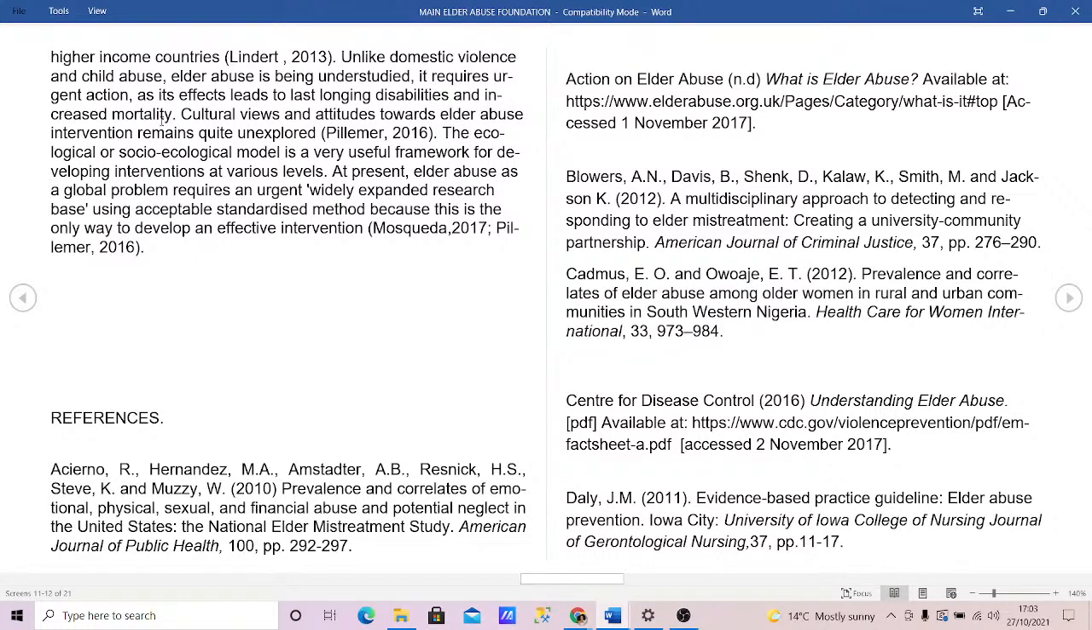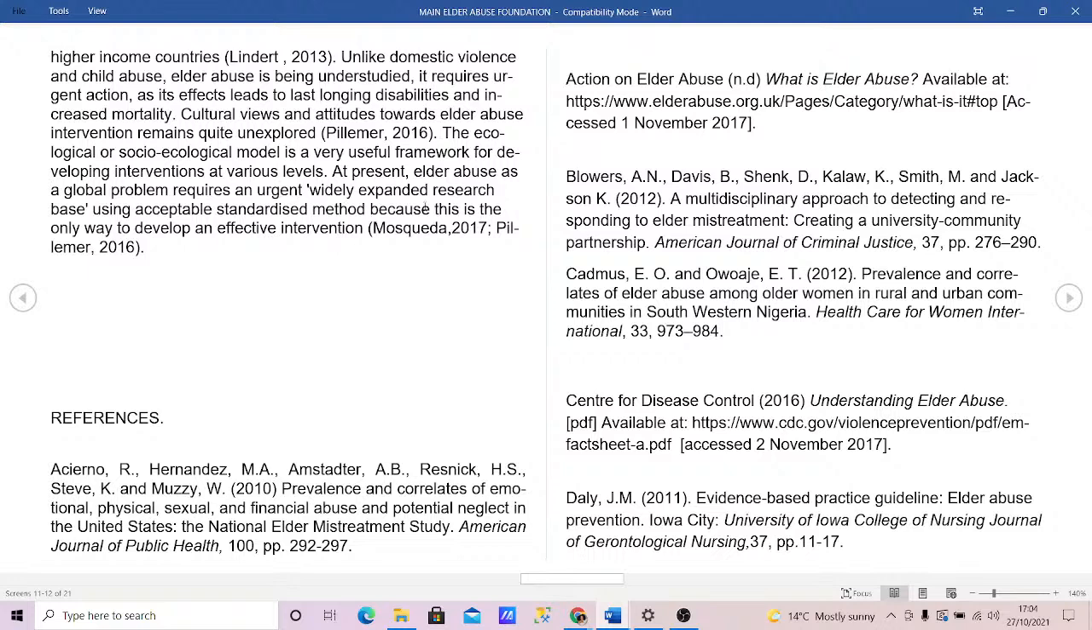Oh my God, did I proofread this thing at all? Anyway, I can see some errors. Cultural views and attitudes towards elder abuse intervention remain quite unexplored. The socio-ecological model is a very useful framework for developing interventions at various levels. At present, elder abuse as a global problem requires an urgent, widely expanded research base using acceptable and standardized methods, because this is the only way to develop an effective intervention.